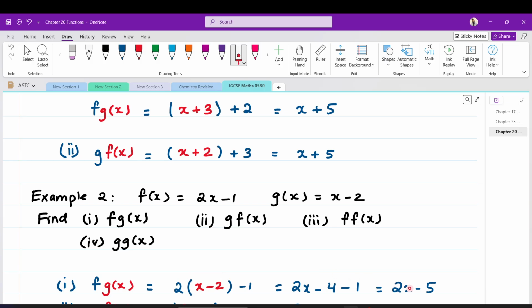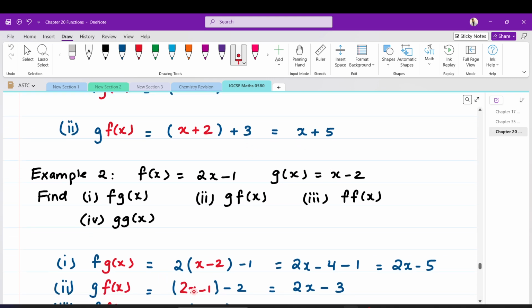That will be 2x minus 5. Okay. The next one is to find g of f of x. So here we have to substitute f of x, which is this entire expression, into the x of this function. So this would be 2x minus 1 minus 2. That makes it 2x minus 3.